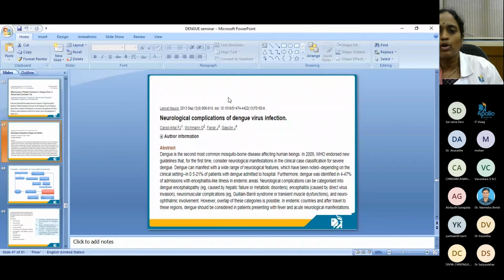So what are the neurological complications of dengue virus infection? As I said, during the period of dengue, you have many patients coming with encephalopathy. Around 0.5 to 21% of dengue patients can come with neurological manifestations like encephalopathy and encephalitis, especially in the endemic areas. So you have to be careful assessing a neurological patient or a patient who presents with a seizure or an altered sensorium. Mind you, it can be dengue also.